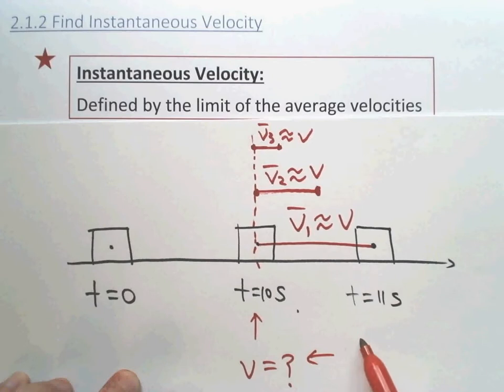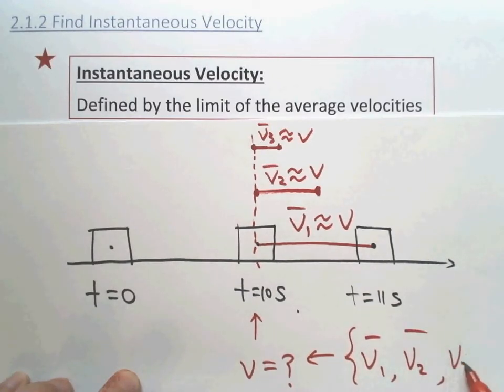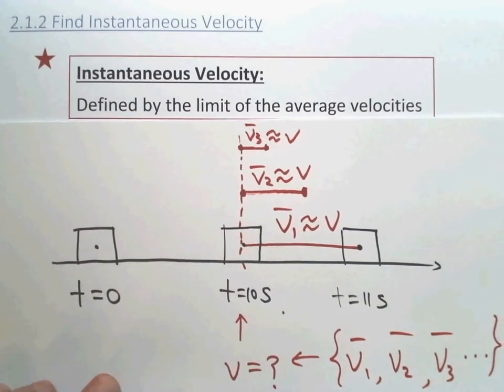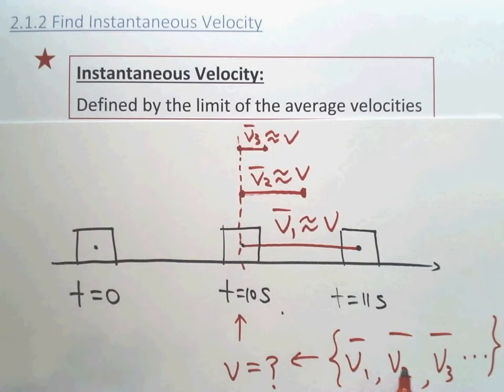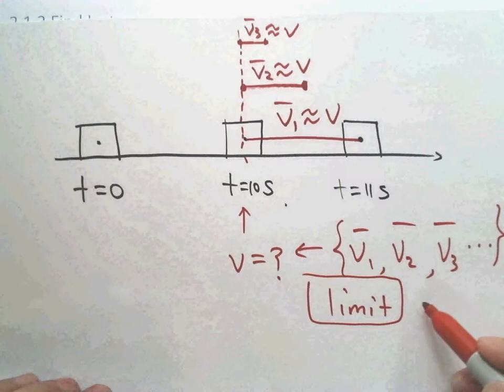We can use v1 bar, v2 bar, v3 bar, dot dot dot. What does it mean? We can use this sequence, the limit of these average velocities, to approach the instantaneous velocity. This is the basic idea. It's very similar to the slope, right? So we use the limit. This is what we call the limit idea. So you can see, we can use this limit idea.